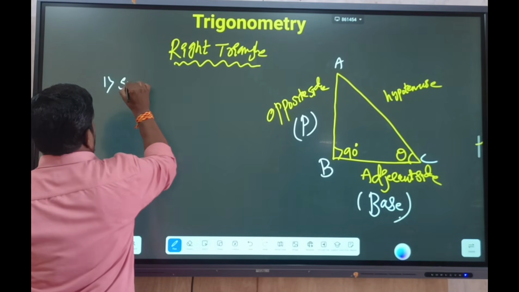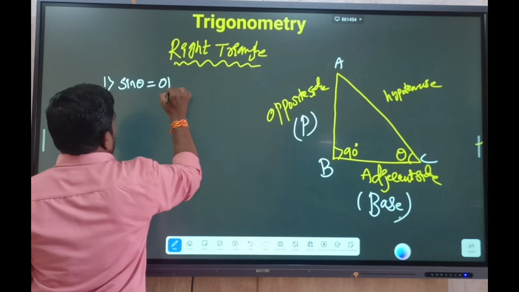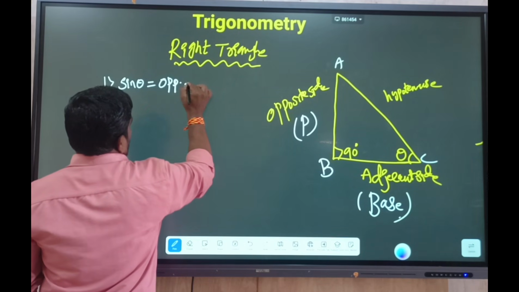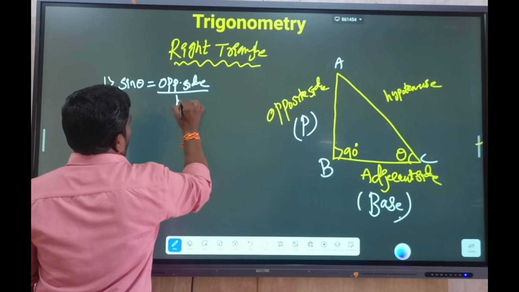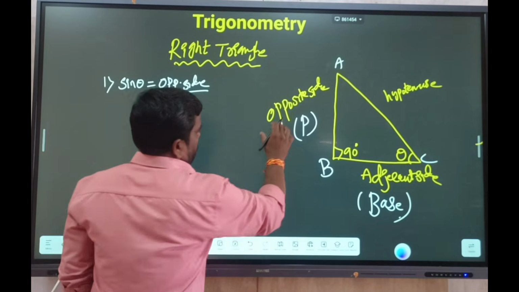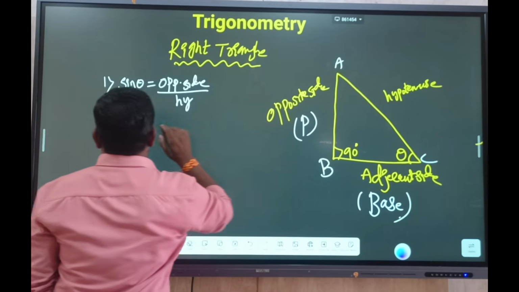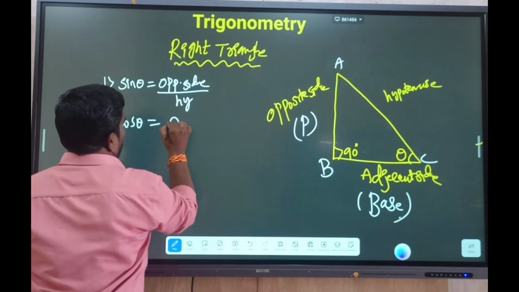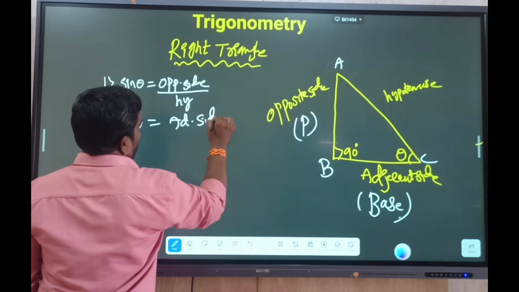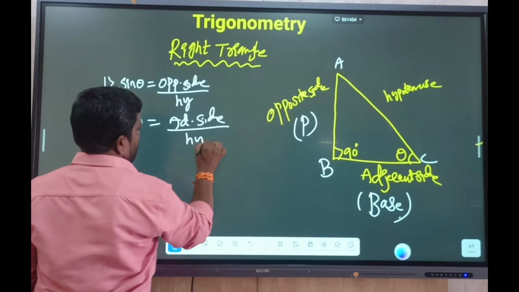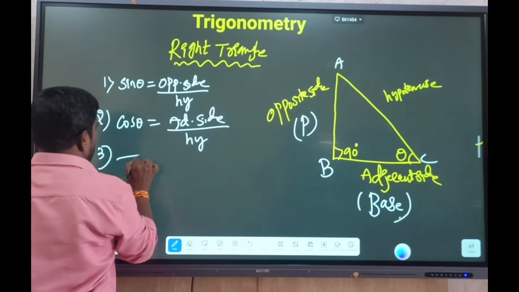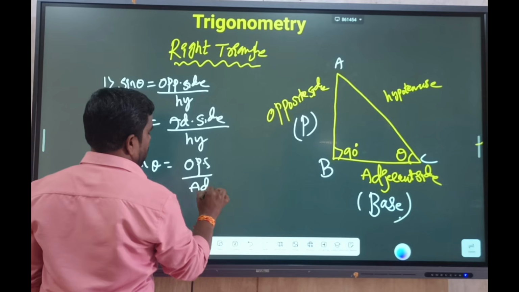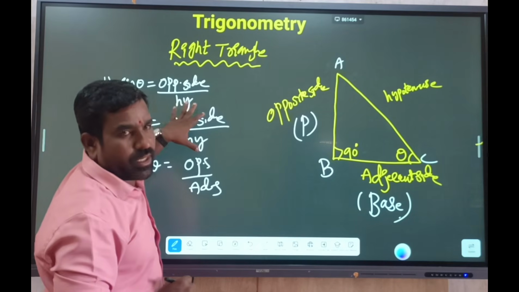Number 1: the sin theta formula is opposite side by hypotenuse. OPP is the short name for opposite side. Second one, the cos theta formula: adjacent side by hypotenuse, adjacent side being the short name here. Third one is tan theta. Tan theta is nothing but opposite side by adjacent side. These are the three trigonometry ratios.